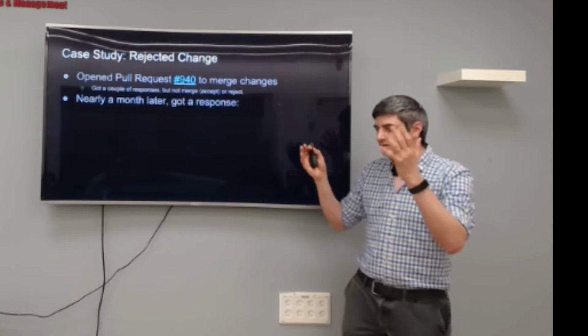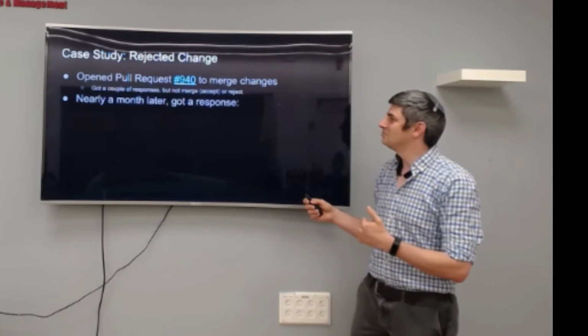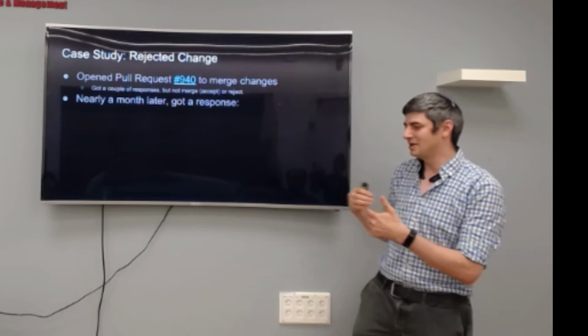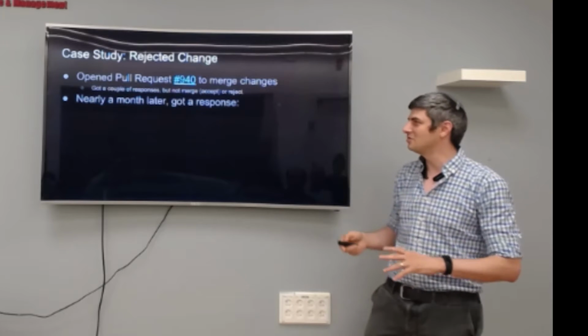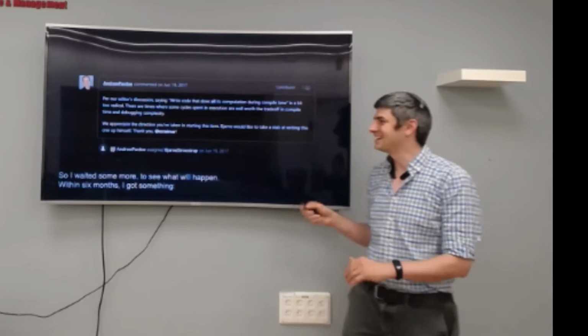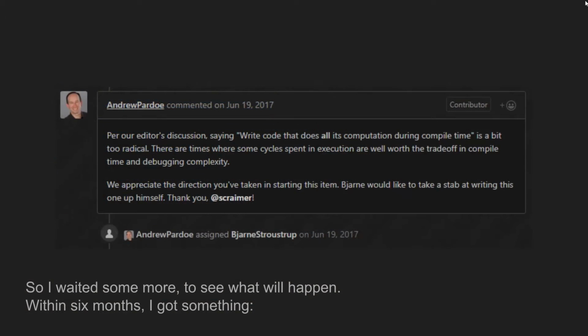So okay, it's been a whole day. I figured, well, no comments is no errors, like we learned in Unix, right? So I'll create a pull request. I opened the pull request, and I got a few comments, but nothing really serious, so I'm waiting to get a merge. A month later, I get a response from Andrew Pardoe, one of the main mergers: per our discussion, writing code that does all of its computation during compile time is a bit too radical. We appreciate the direction you've taken. Bjarne would like to take a stab at writing this one himself. Thank you. Andrew Pardoe assigned Bjarne Stroustrup.